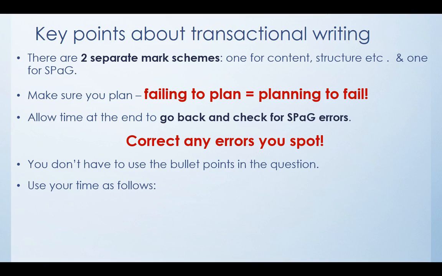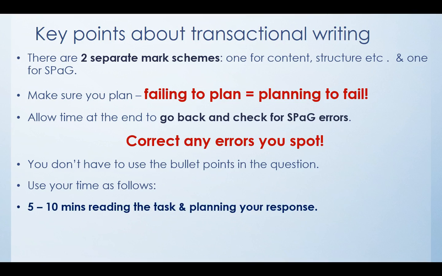In terms of the time for the transactional writing, this is how you should break up your 45 minutes. 5 to 10 minutes reading the task, understanding the task and planning your response, and within that you need to identify the SPAF of the task, and then your plan is going to be a SPAF plan, so looking at the particular techniques that you're going to use for the purposes that have been set, thinking about how you're going to adapt your vocabulary to suit your audience, thinking about any subject-specific vocabulary that you might use.